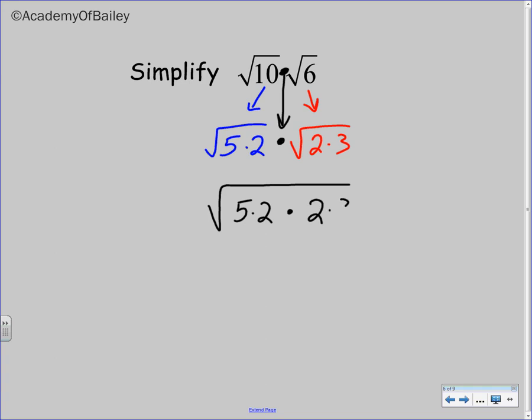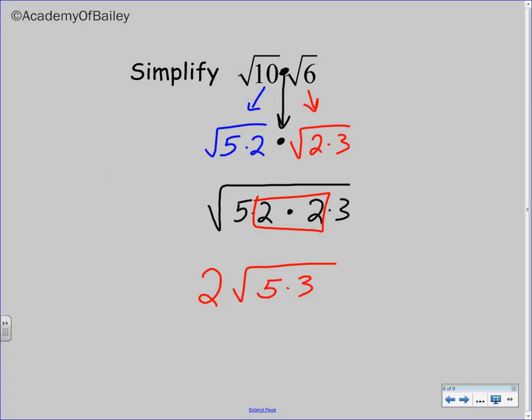Square root of 6, that's 2 times 3. We can put them underneath one radical sign, or one radical. And so now, if we're looking here, are there pairs? Well, yeah, the 2's, they have a pair, right? So it comes outside of the radical. And what's left inside? 5 times 3, right?